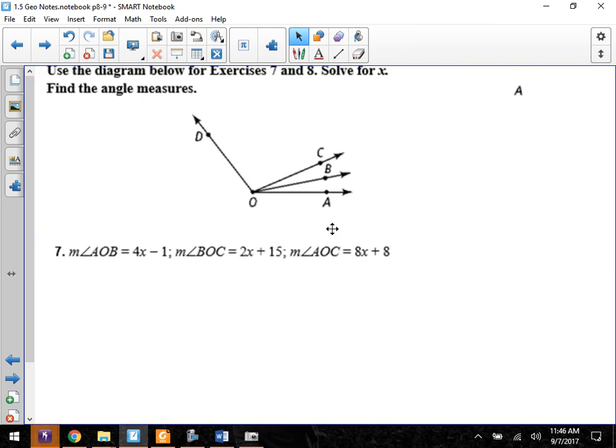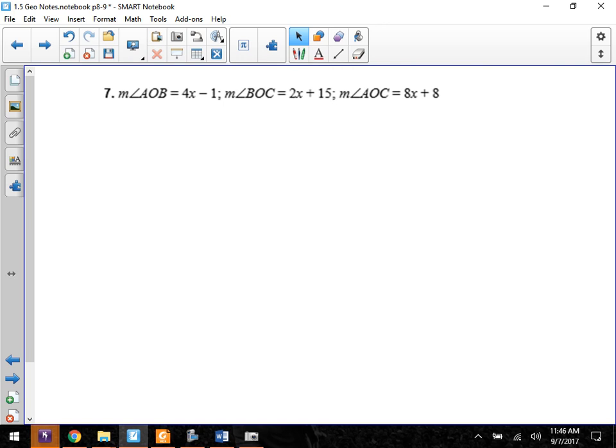In 7, it was talking about angles AOB, BOC, and AOC. Which means, in this case, do I need to worry about that ray with the D on it? No. And I think I made the suggestion to you guys to go ahead and redraw that, so that way you guys could see the other angles clearer. Okay? Here's what I meant. You don't have to draw these things to be perfect. You just want to draw them so you can see them.